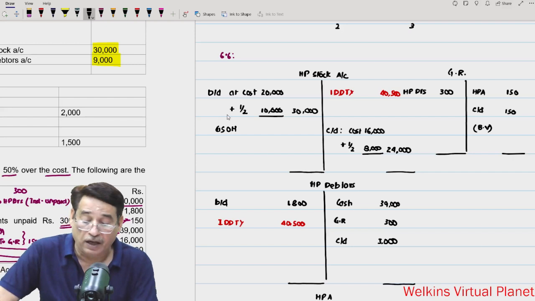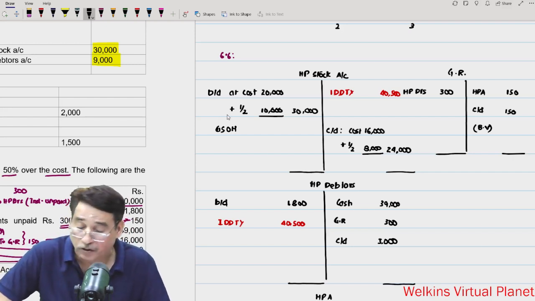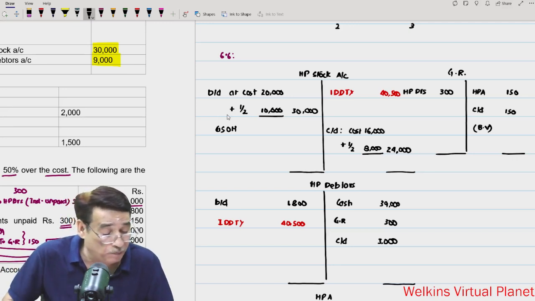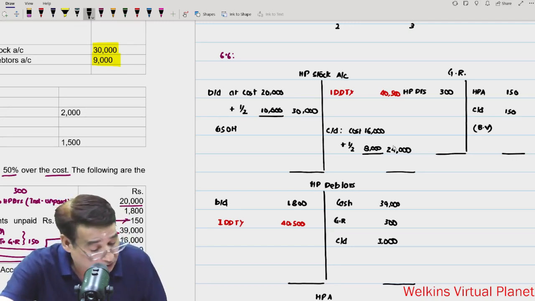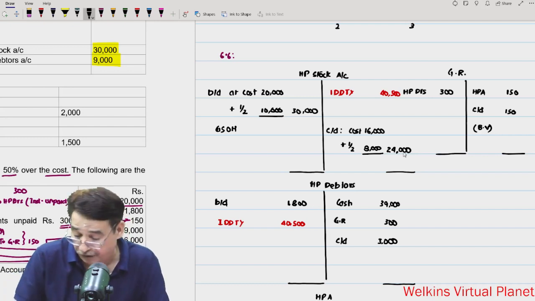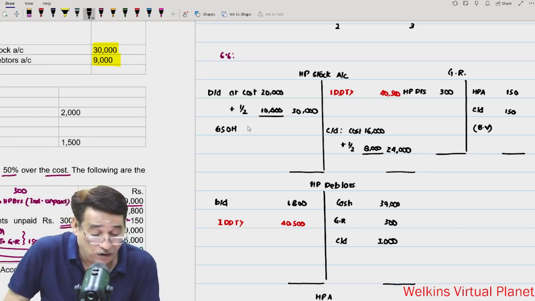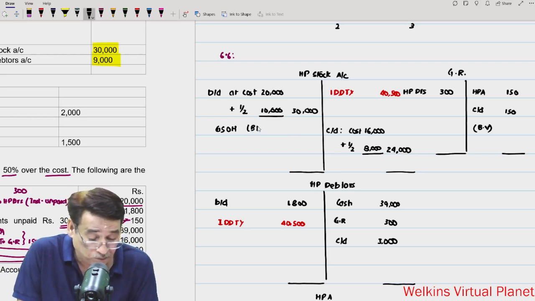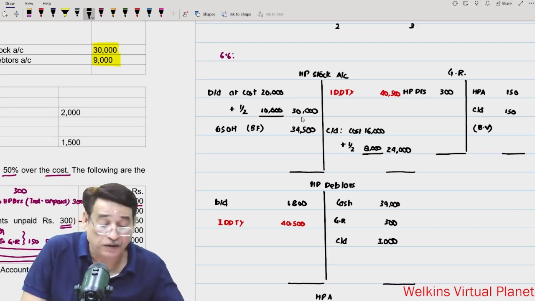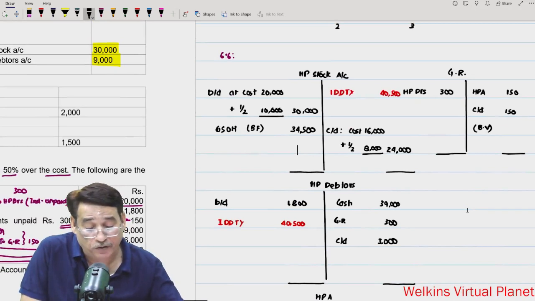So goods sold on hire will be your possible figure in this particular case. Is it clear to you or not? Correct. Now what will be your possible figure? That is 64,500. 64,500 minus 30,000, so 34,500 is your balancing figure. Now once all these accounts are prepared, all we have to do is to find out the profit.